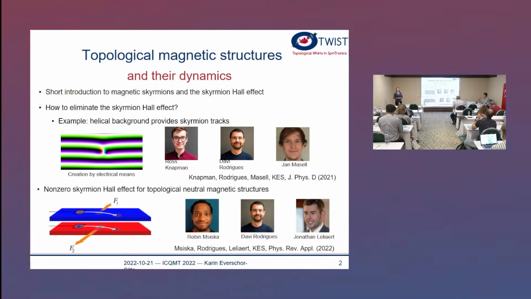And in a second part, I would like to show that we can actually also have a non-zero skyrmion Hall effect even for topologically neutral or topologically trivial magnetic structures. That's work done by my student Robin Misiska, David Rodriguez, and Jonathan Lilliard from the MuMax team.